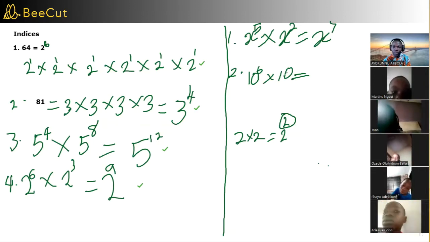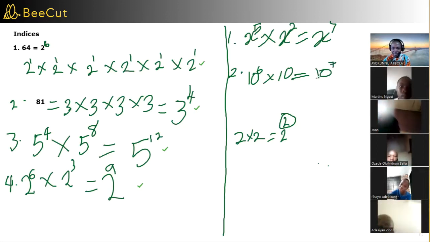What will be the answer to this? What is the power on this 10? 1. Okay, what will be our answer now? 10 raised to power 7. Clap for yourselves. 10 raised to power 7. Now, is that clear to you now? Yes, sir. Okay, very good.